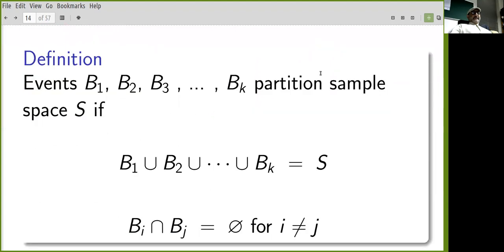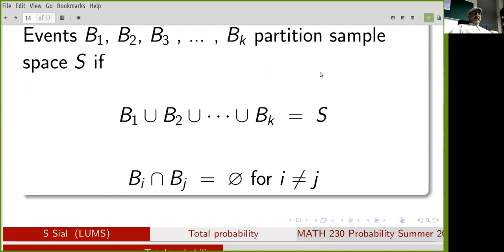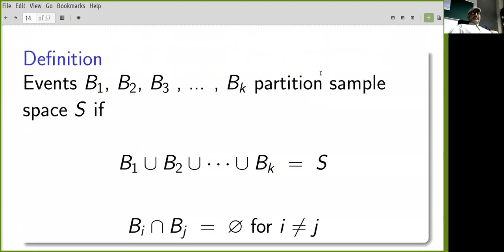Okay, so the definition of a partition. Supposing that you have subsets of S, events B1, B2, B3 up to Bk. We say that they partition the sample space S if their union gives you S, and if the intersection of Bi and Bj is empty whenever i is not equal to j. And yeah, the sets should be non-empty themselves.